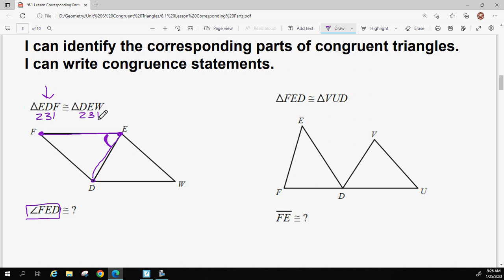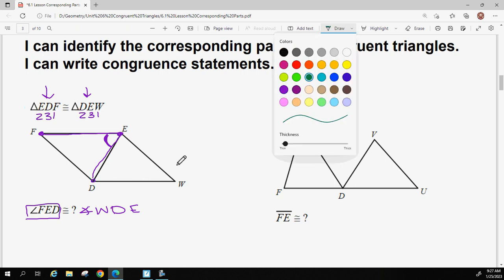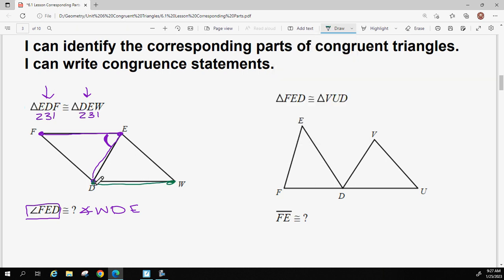1, 2, 3, 1, 2, 3. So that means when I'm writing my angle name that corresponds in this triangle, I'm going to write them in the same order. So the first letter was W. I'll put an angle symbol there, by the way. The second letter is D, and the last letter is E. W, D, E. This angle. Those are the angles that go together. And I use the names of the triangles to help identify which ones go together.